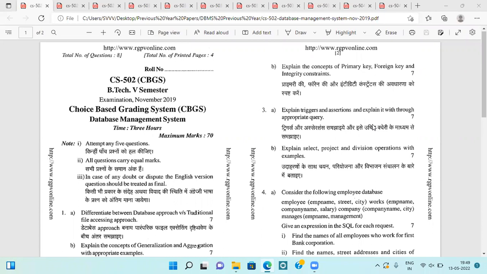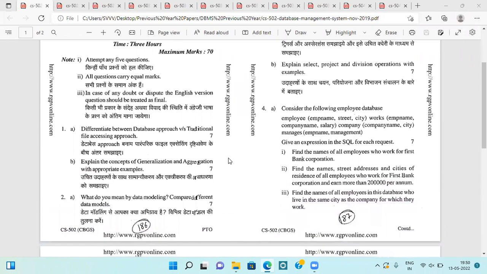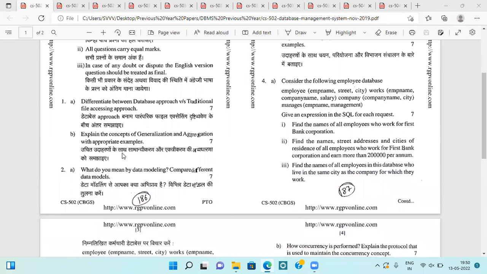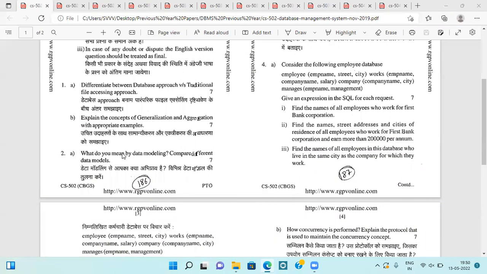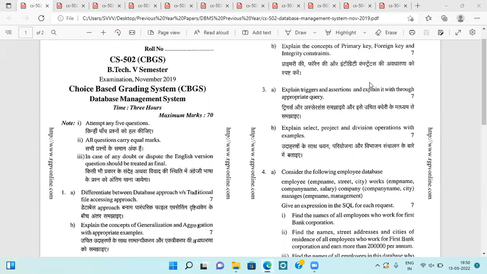In the series of previous year question papers, today we are going to discuss the previous year question papers of database management system. So here you can see the question paper asked in November 2019, in which they are asking about database approach versus traditional file access approach, concepts of generalization and aggregation, data modeling and different data models we have to compare, then concepts of primary key, foreign key and integrity constraints, triggers and assertion.